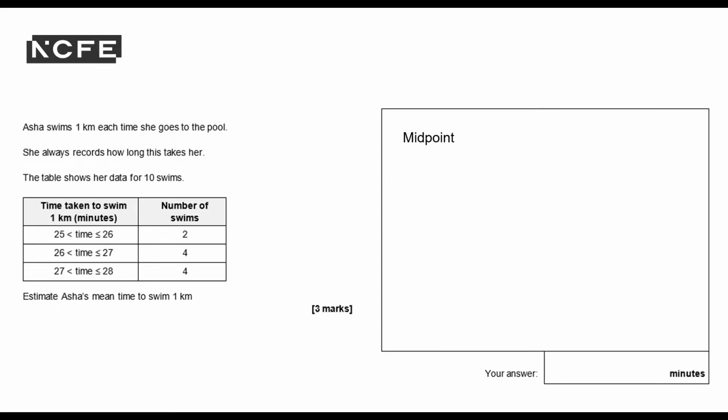So the midpoint between 25 and 26 will be 25.5. I can just do 26 take away 25, divide that by 2 and add it on to the lowest value. So it's 25.5. And then my next one is 26.5. My next one is 27.5.